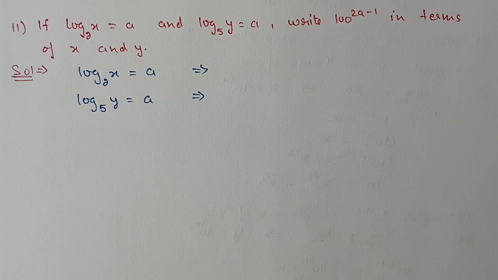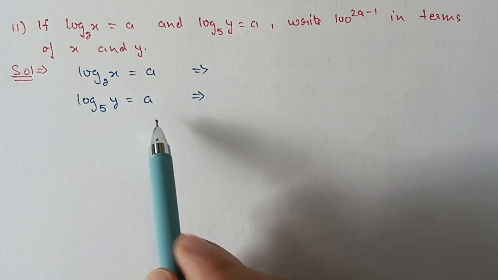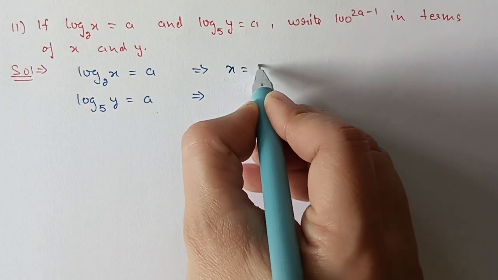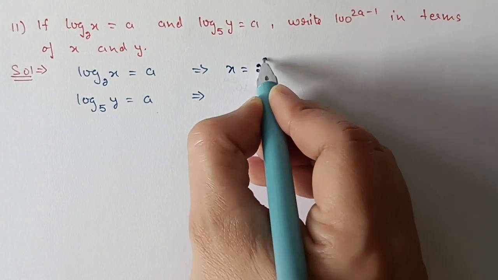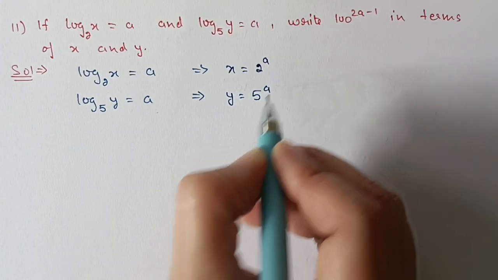Next question number 11. If log x to base 2 is equal to a and log y to base 5 is equal to a, write 100 to the power 2a minus 1 in terms of x and y. So first these given logs we will change into the exponential form. From the first one we will get x is equal to 2 to the power a, and from the second one we will get y is equal to 5 to the power a.